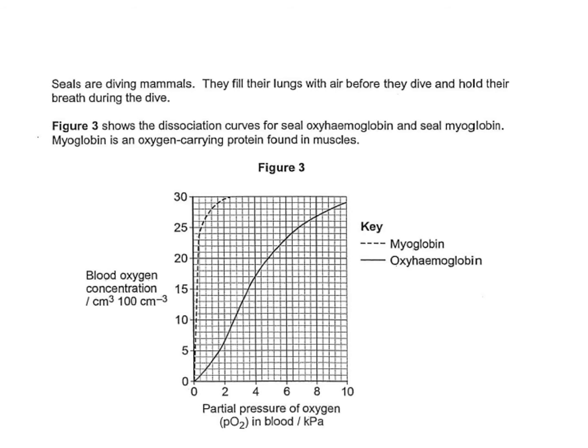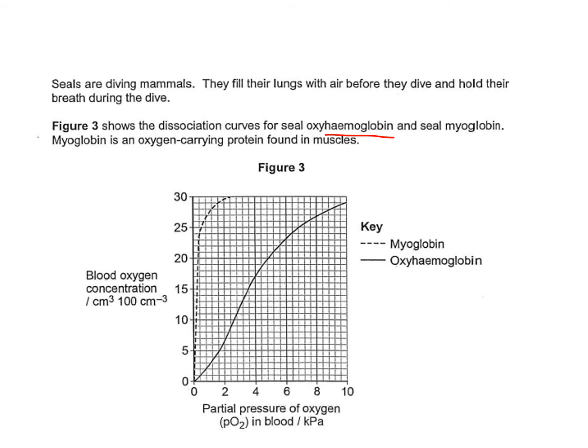Okay, so seals are diving mammals. They fill their lungs with air before they dive and hold their breath during the actual dive itself underneath the water. So we know mammals have trachea, bronchi, bronchioles, and then they have alveoli in the lungs, which are the air sacs, just like humans do. We're mammals as well. Seals, although they can swim underwater for an awful long time, obviously do not have gills, they're not fish, they do have lungs like we do.